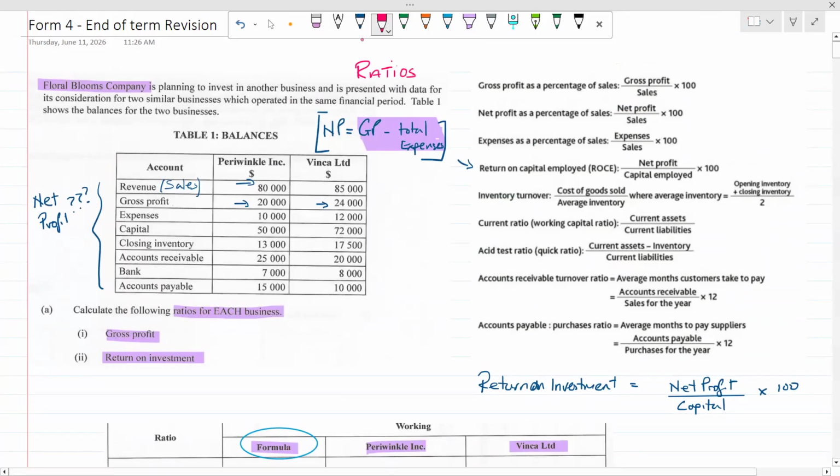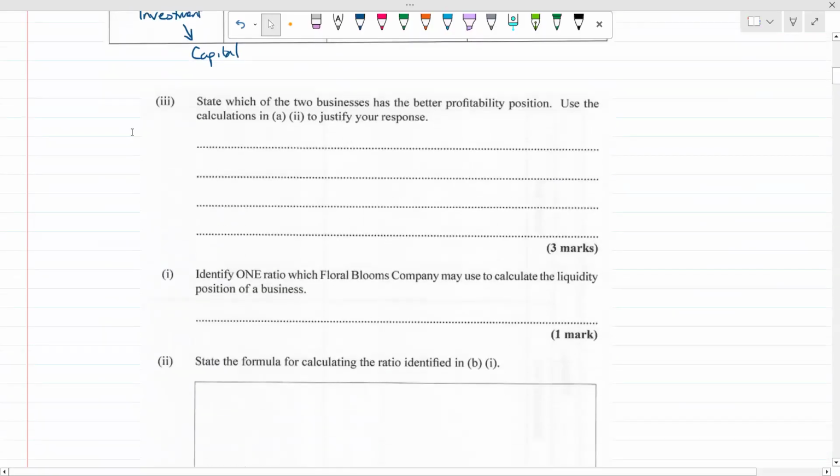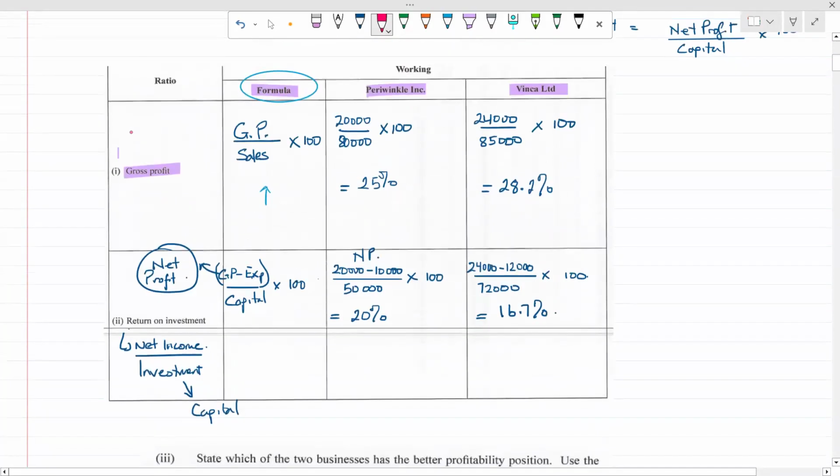Yeah, I understand now. So the question continues. Part 3 is asking us to state which of the two businesses has the better profitability position. Use the calculations in A to justify your response. So let's compare. Which has the better profitability position?